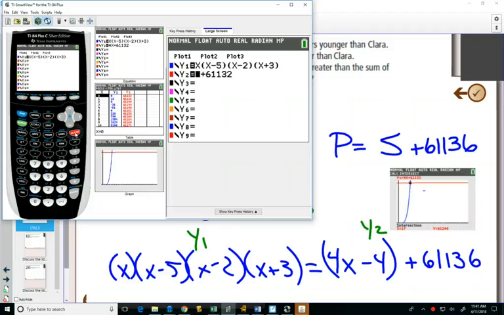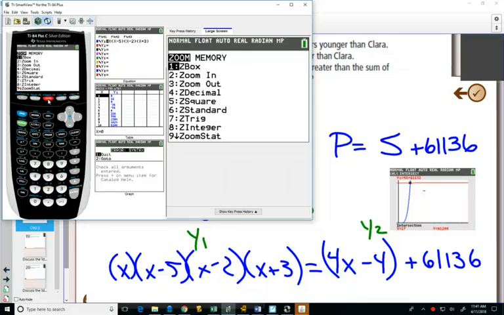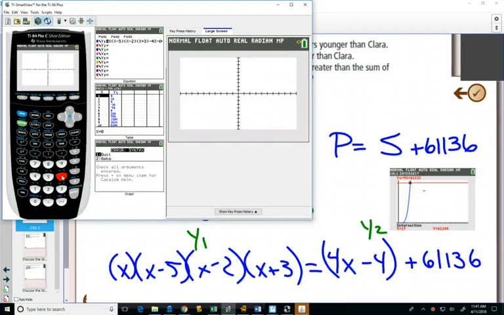So I'm going to delete, clear out our second equation, and I'm going to say if I had this equation and I moved the other side over, that would mean I would have to subtract 4x on both sides, and I had plus 61,132, so I'd also have to subtract 61,132. And I'm going to go back to Zoom 6. So starting with a standard window, because this is how your graphing calculator is normally set up, you see the following graph. Wonderful. Wait for it. Oh, it's done. You see nothing. So it's just about as bad as before.